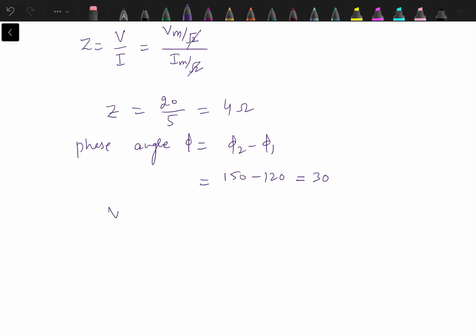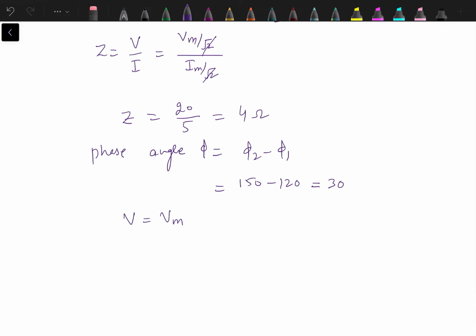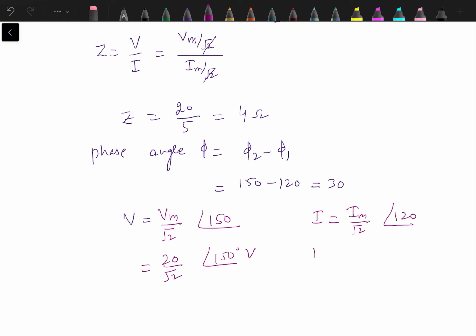If we want to express the voltage in phasor form, the RMS value of voltage is Vm by root 2 and the angle is 150. So 20 by root 2 and the angle is 150 degree volts. Similarly, the RMS value of current in polar form is Im by root 2 and the angle is 120. So I is 5 by root 2, angle 120.